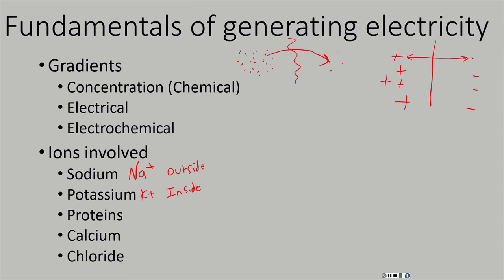We've got some really large proteins, and the proteins have a negative charge, and they're really big, so they have a lot of negative charge. And sometimes in your book you will see them just called A-. The A stands for anion. They've got a high concentration inside the cell.